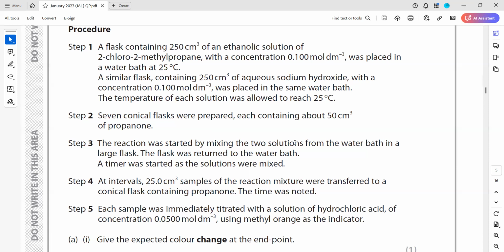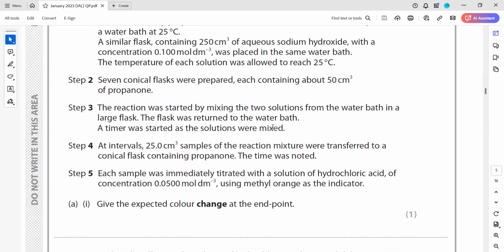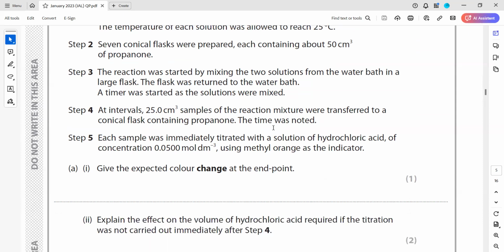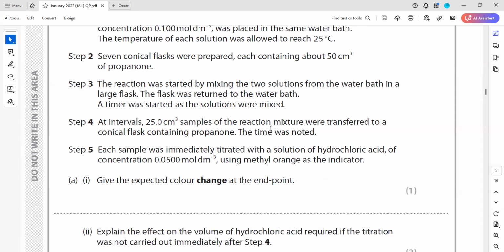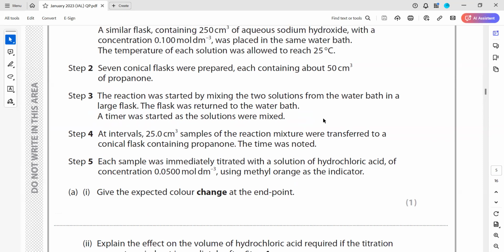Then 7 conical flasks were prepared, each containing 50 cm3 of propanol. The reaction was started by mixing the two solutions from the water bath in a large flask and then returning it to the water bath, and the timer was started as the solutions were mixed. After intervals, 25 cm3 of a sample was transferred into a conical flask containing propanol. Each sample was immediately titrated with a solution of hydrochloric acid, with methyl orange as an indicator. Give the expected color change at the end point.